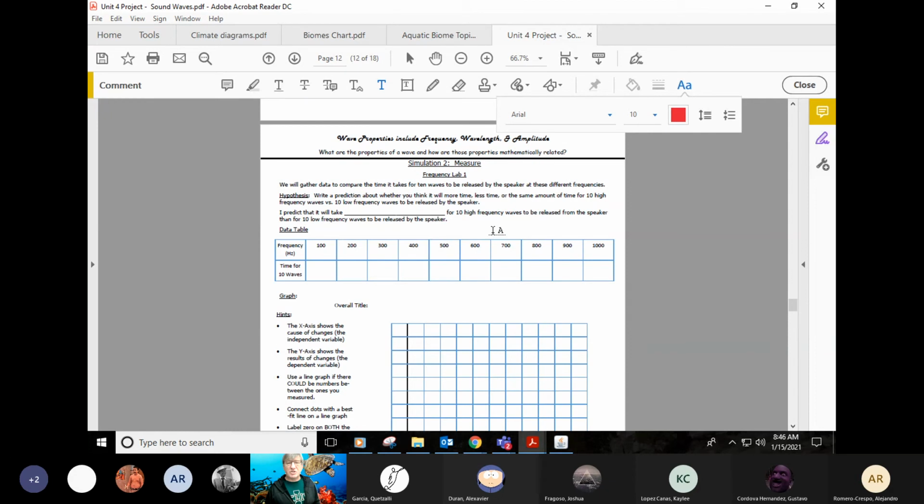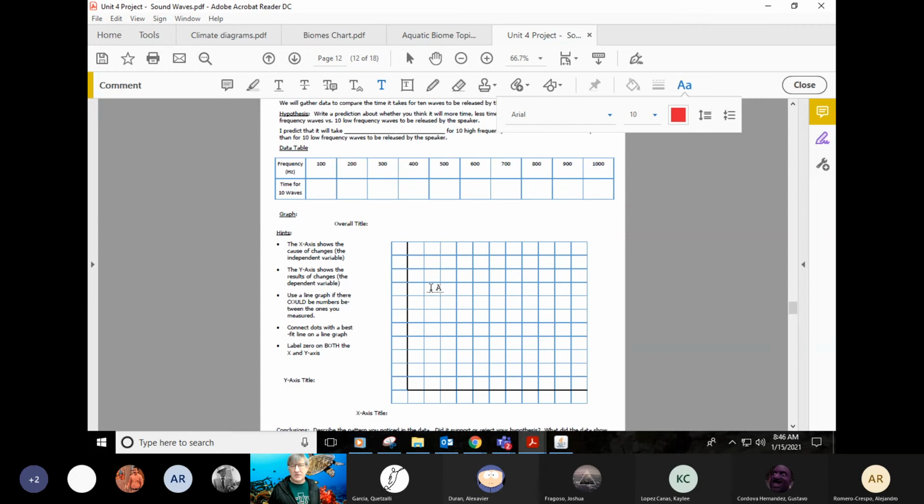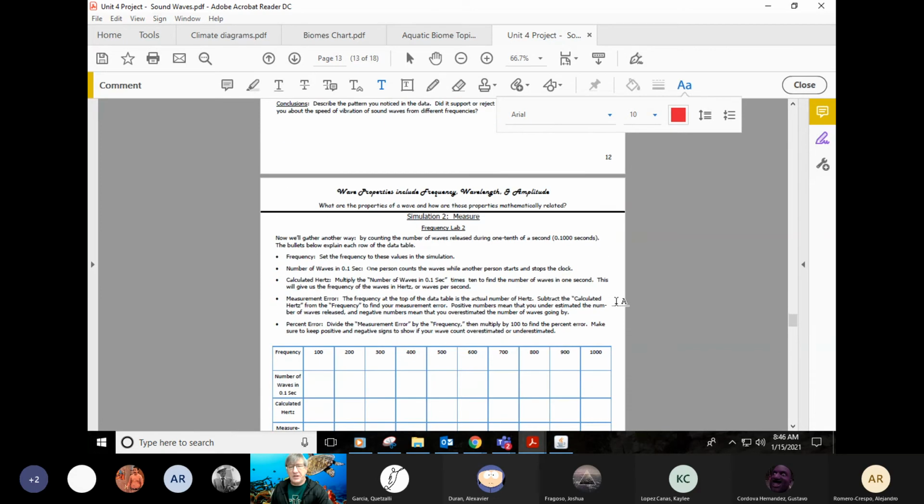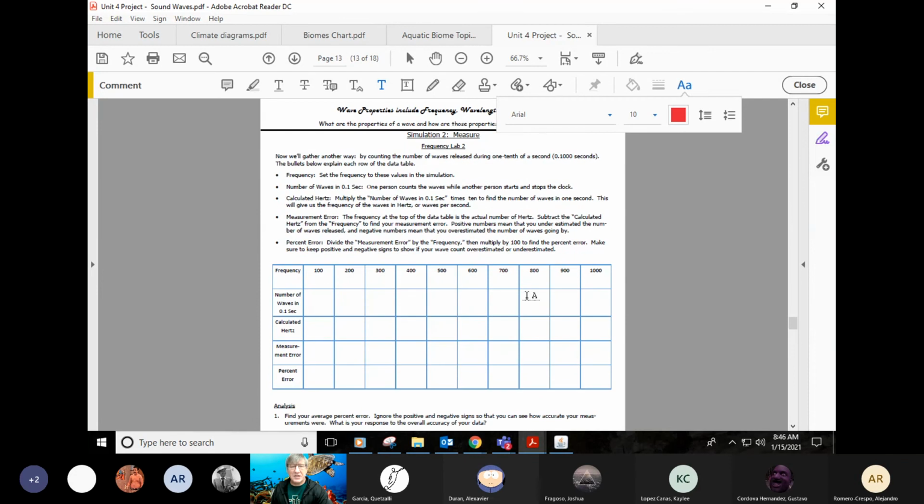Then we did this first lab, comparing the frequency, the pitch, to the time for 10 waves to go by. And you were supposed to make this graph. Let me know if you need help with that, because I turned you loose to do that on your own. Then in the second lab, which was last class, we compared frequency to the number of waves that went by. I asked you to count the waves, and then we calculated the hertz, and we compared how accurate we were to the actual number of hertz in the frequency.